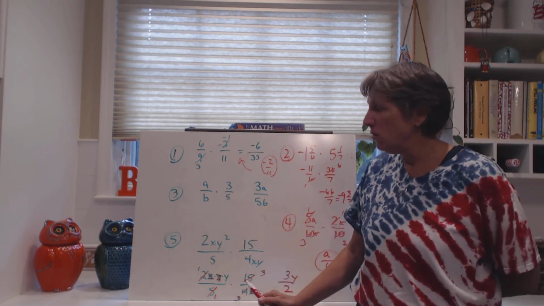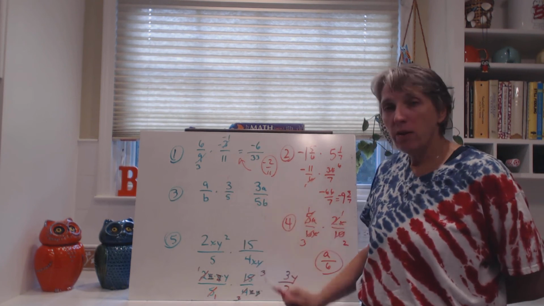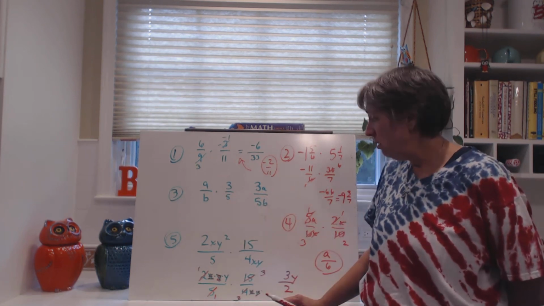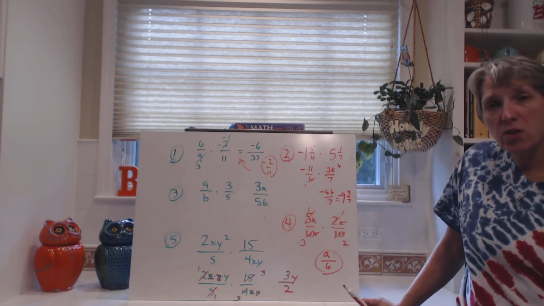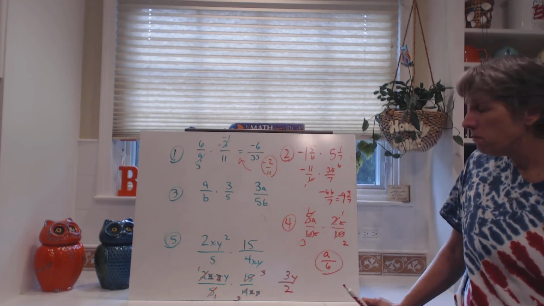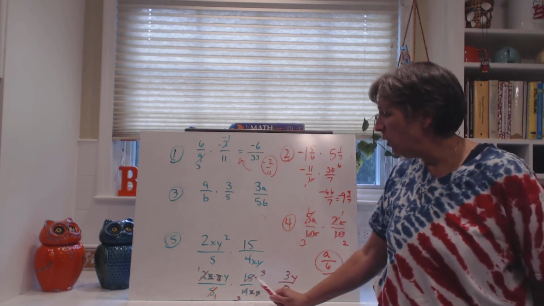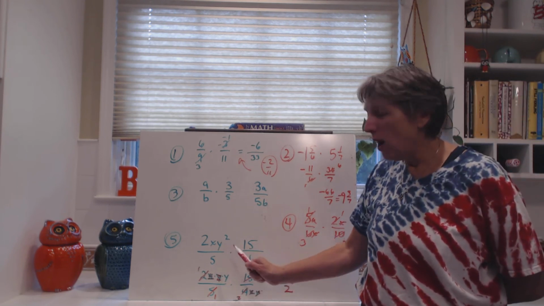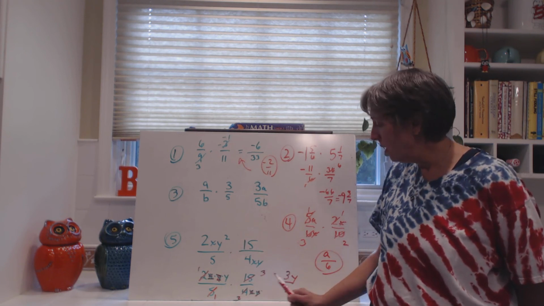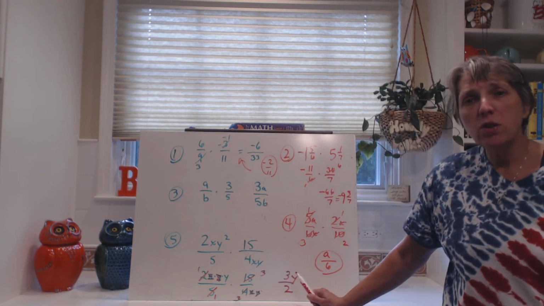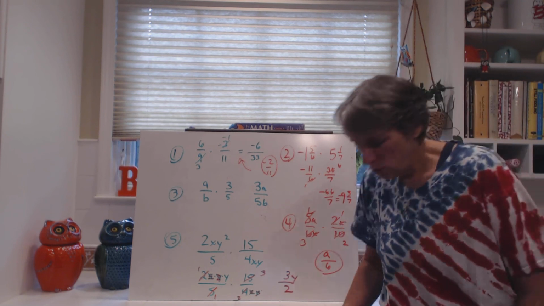How about this one? There was nothing to cancel. So that was 3a over 5b. Number 4, there was lots to cancel, and your final answer should have been a over 6. And then the final one, I hope you wrote y times y, and then you saw that they had 1 y in common. So the final answer was 3y over 2.